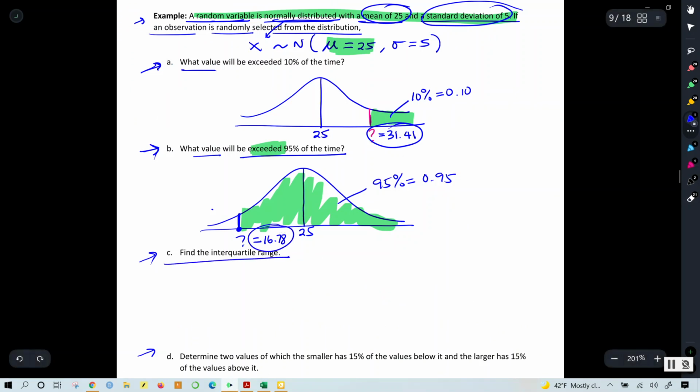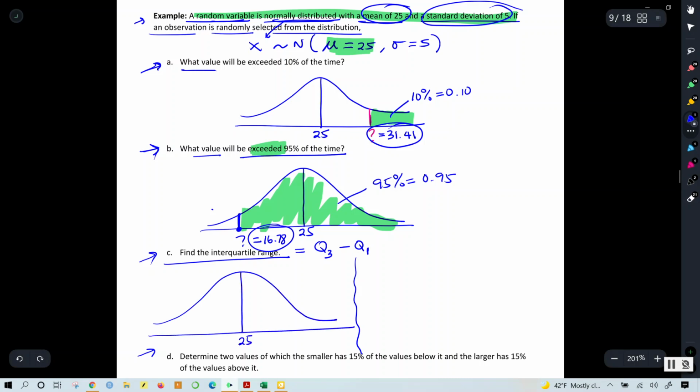The next part of the question, question C, tells us to find the interquartile range. What is the interquartile range? It is the third quartile minus the first quartile. So, in other words, if I have the normal distribution, the mean is 25, which is the same as the median, or the 50th percentile. The first quartile will cut off the lower 25%. So you have 0.25 here.